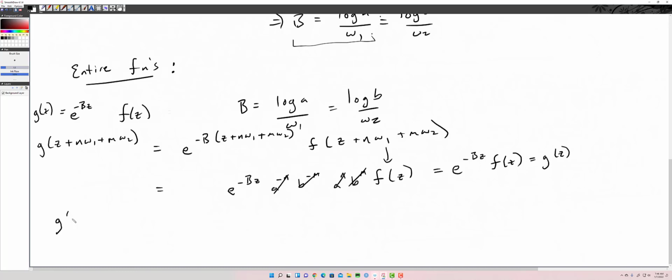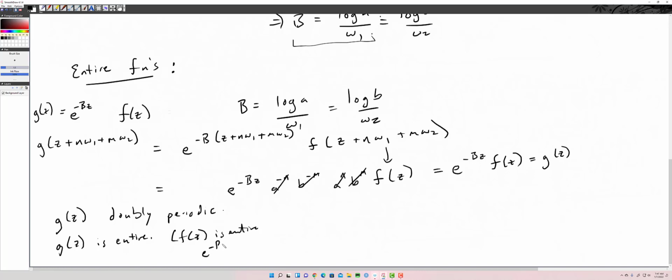So I now have that g of z is doubly periodic, right? And I also have that g of z is entire, right? I assumed f of z is entire. e to the minus bz is entire. So their product is entire, right? Did I go down too low here? I think I did.